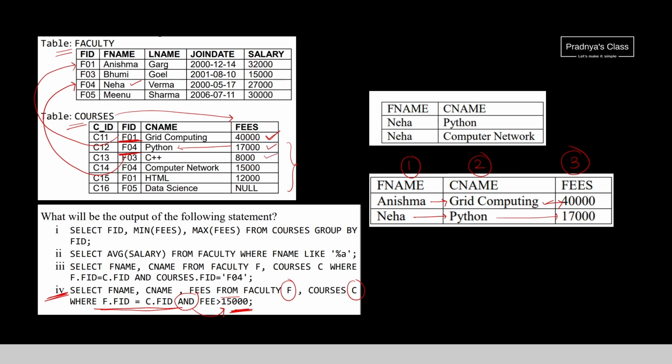Next fees is 18,000. It doesn't match the criteria. Moving ahead to the next fees, it is 15,000, but the condition is fees should be greater than 15,000, not greater than or equal to. It doesn't satisfy the criteria. Next record also doesn't satisfy the criteria, even the last record. Finally, we will be getting this output.